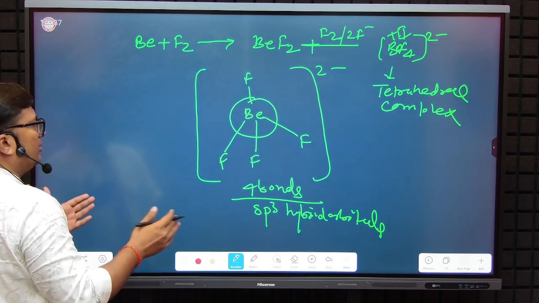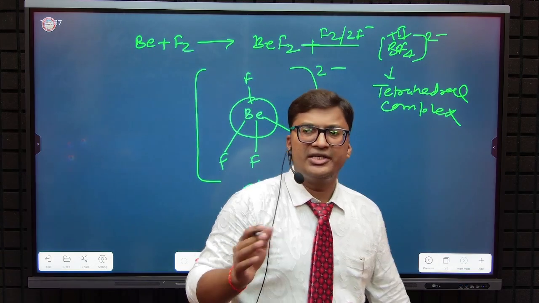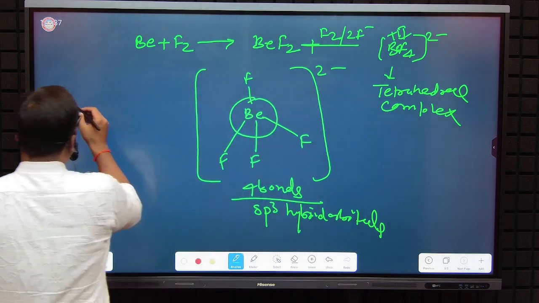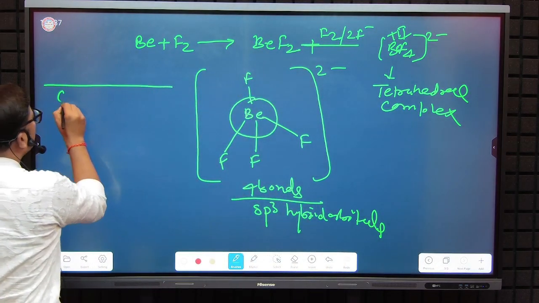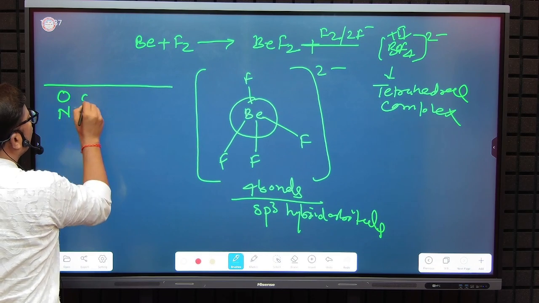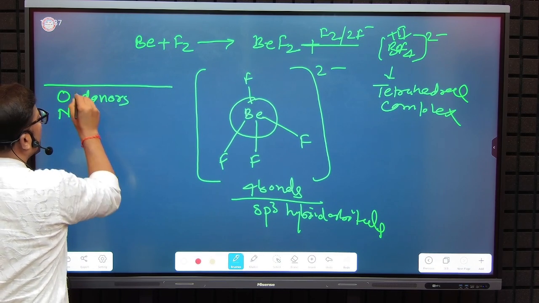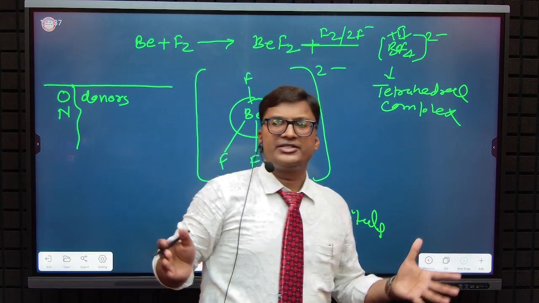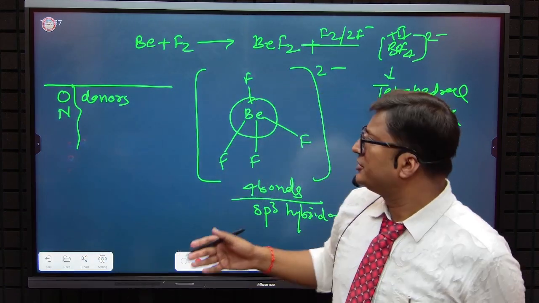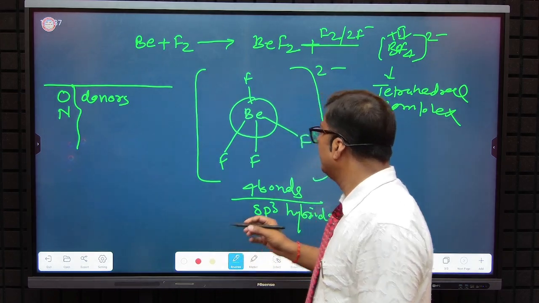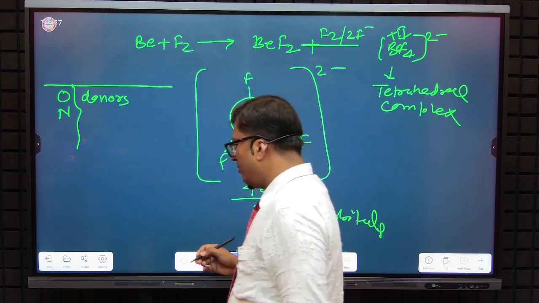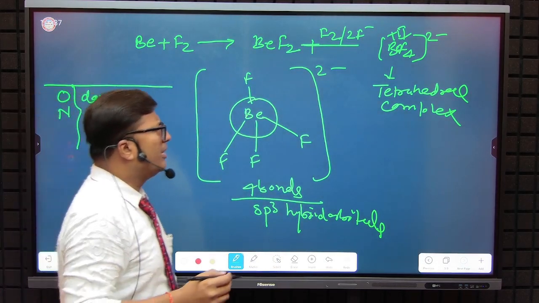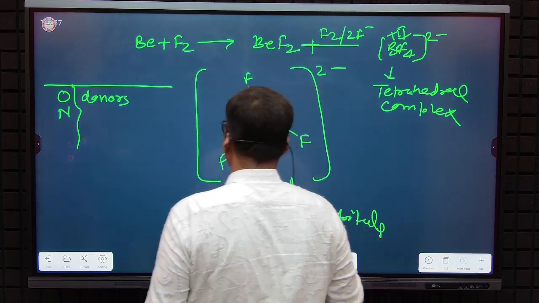And this beryllium 2+ also forms complexes with oxygen and nitrogen donor ligands. Oxygen and nitrogen donor ligands are actually hard ligands, so they can form complexes with beryllium 2+ much more strongly as compared to simple, normal ligands.